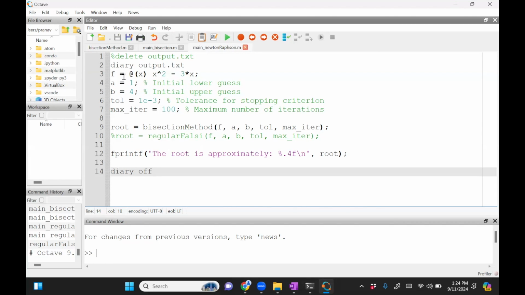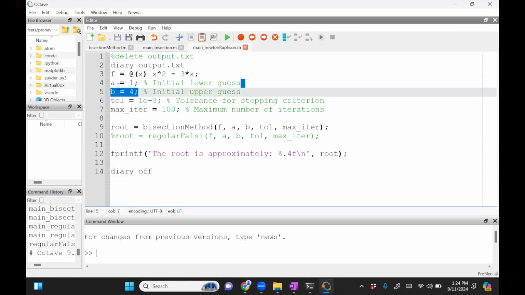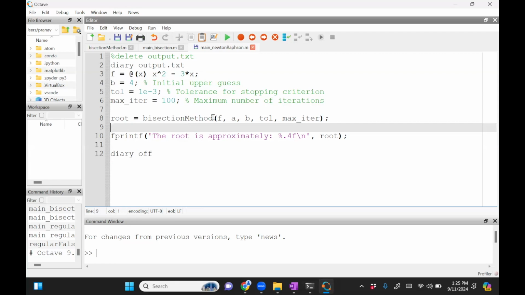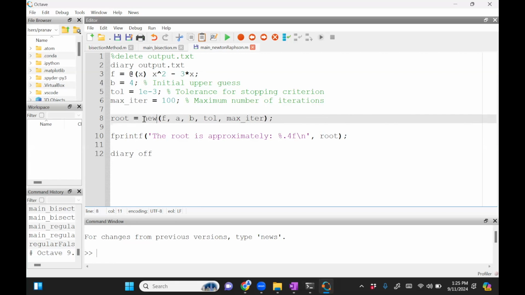So what we have is the function f. We have initial lower and upper bound, but we don't really need two guesses, right? We just need one guess, and that is in this case going to be b equals 4. So let's just keep that and eliminate this. The tolerance is fine. Max iterate is fine. What I want to be able to do here is call this Newton Raphson. So I need to write that function, which will take as inputs f, a, b. Well, I don't have a, so let me get rid of that.